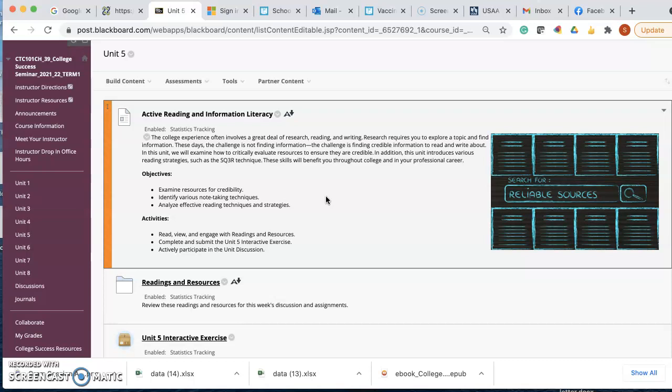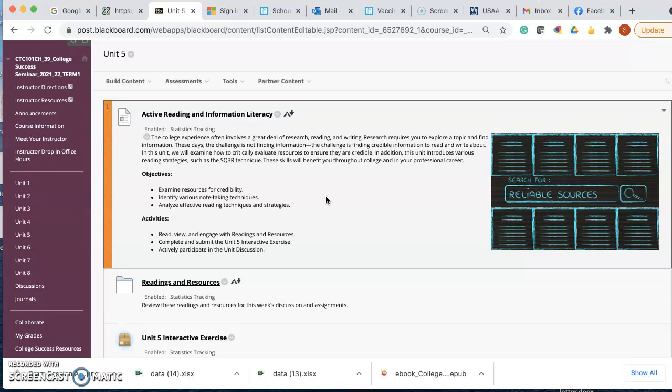So this week we're going to be talking about research and how you go about exploring a topic to find out more information about it. The challenge in doing this is not finding the information because, as you know, you can go on the internet and find a wealth of information about any topic. What we're going to be discussing this week is how to find credible information that you can use for research to read and write about. We're going to be talking about how to look at resources critically and evaluate them to make sure that they're credible or reliable.